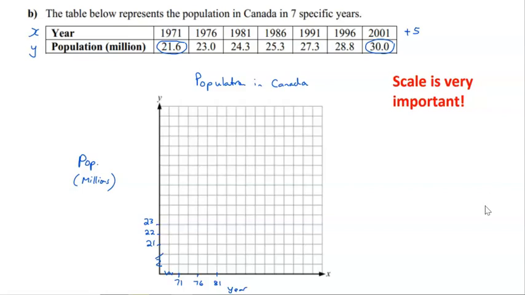So 1971, I'm at 21.6, so I'm just trying to kind of average it partway between 21 and 22. So I'm going to plot my point there. And 1976 can be right on the 23. And so we will see that this will show a line, but it won't be a perfect line. Population is increasing, but not exactly the same every 5 years. So that is why we have a scatter plot and not a linear graph for all of the questions in this exercise.